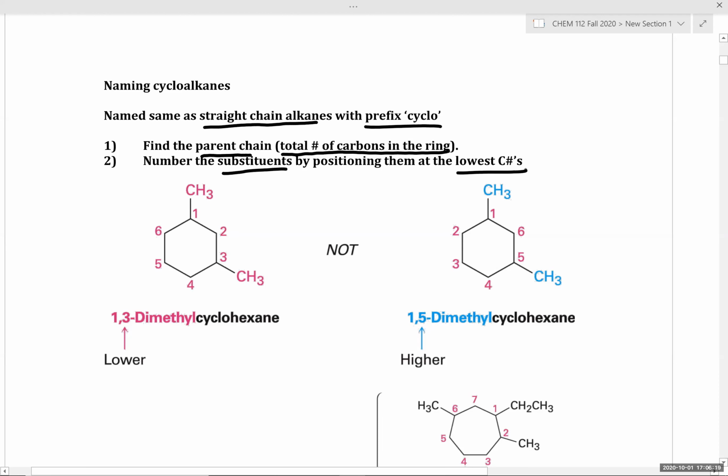So for example, we'd prefer to count clockwise in this case rather than counterclockwise because we get lower carbon locant numbers for our substituents. So this compound would be named as 1,3-dimethyl cyclohexane rather than 1,5. Again, just like always, we're aiming for the lowest set of carbon locant numbers in sequence for our substituents.